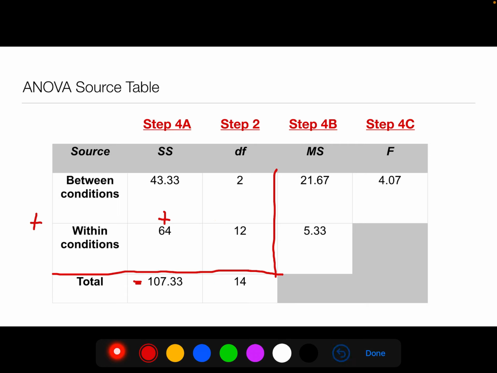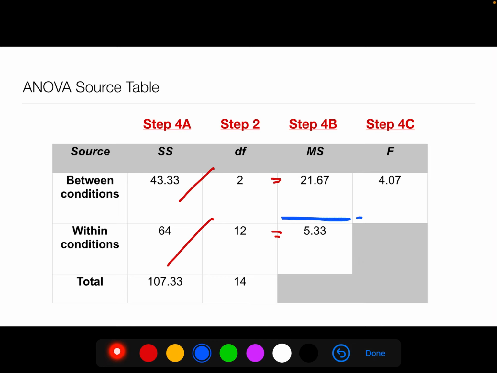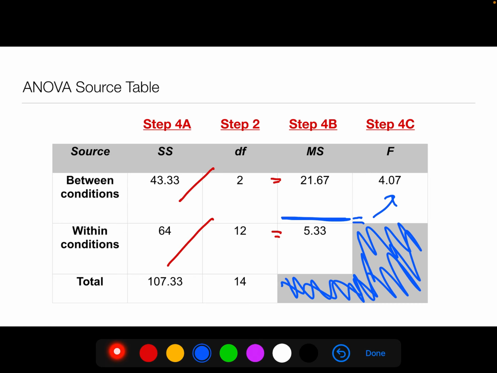Our mean squared, we can just divide across. And so here we would say 43 divided by 2 is equal to 21.67. 64 divided by 12 is equal to 5.33. Again, this can allow us to organize our data in ways that make a little bit more sense. And then the last piece, notice that we have our between conditions above our within conditions. That's because I can just divide, and that is equal to our 4.07. Now on other blank source tables, I may not have had these boxes grayed out for you. You are welcome to gray those out for yourself. We do not need mean square total, and there are no other values for F. So please use this as a tool to help you organize your data as well.